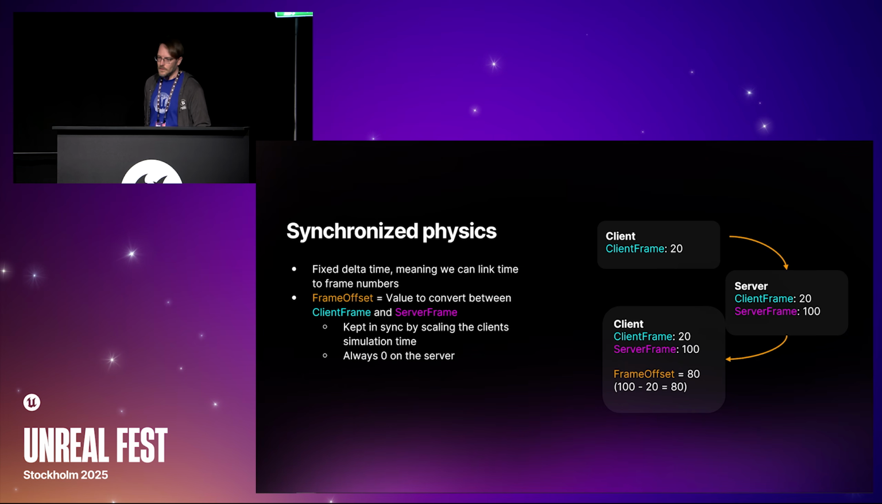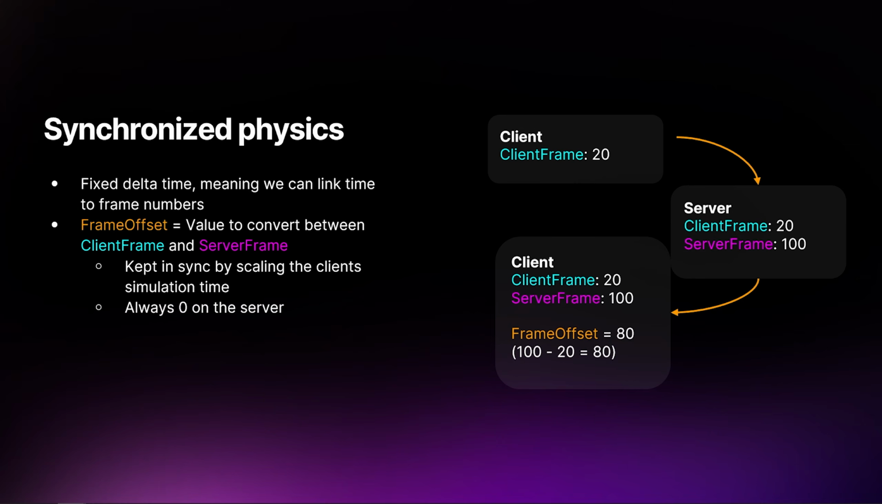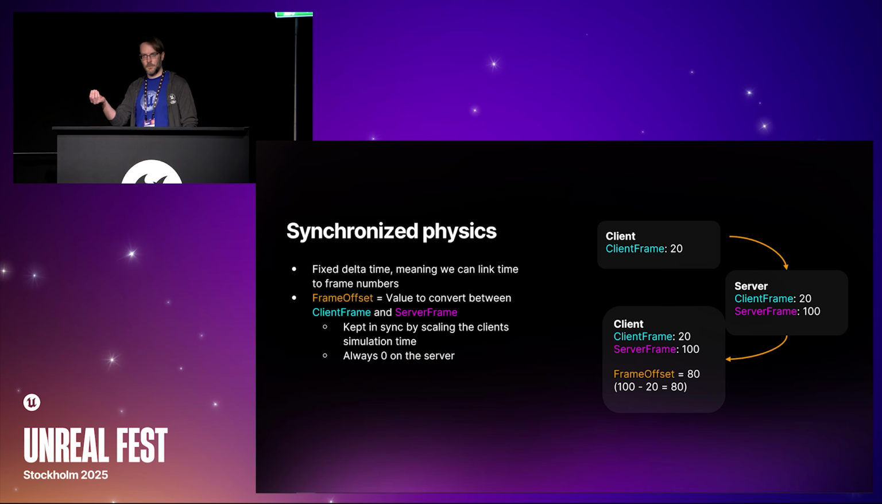To start off, as Tom mentioned, we run a fixed delta time on the physics thread. That means we can link time to frame numbers. So instead of using time, we use the frame numbers instead. And when the client has connected to a server, it will send an RPC to the server saying, hey, I'm at frame 20. Server receives that. Server then sends back an RPC to the client saying, hey, when you told me you were at frame 20, I was at frame 100. And the server can have been running for 10 minutes or something, and then you join.